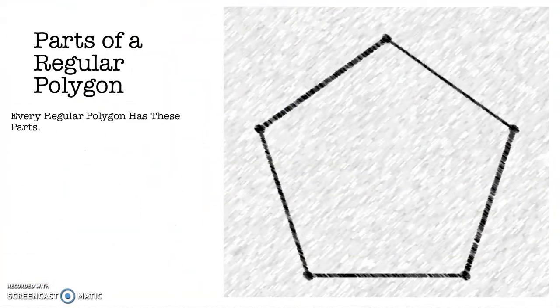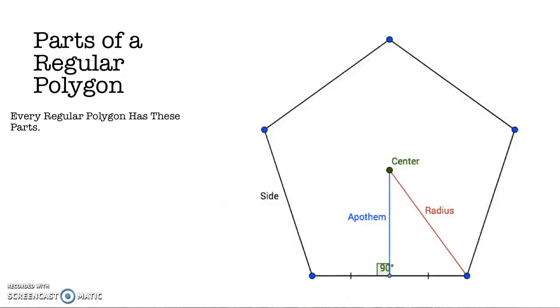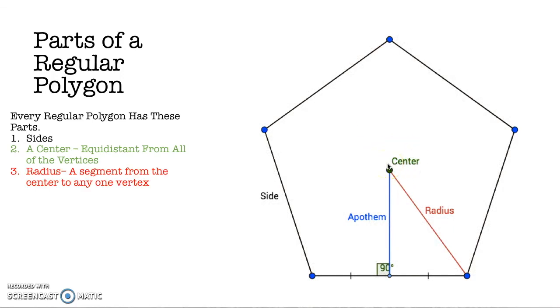Now, all regular polygons have certain parts. Of course, you have sides. There are 5 in this pentagon. Then you have the center, which is equidistant from all the vertices. Then you have the radii. Here's one radius drawn here, but there'd be one here and one here as well. That goes from the center to any one vertex.